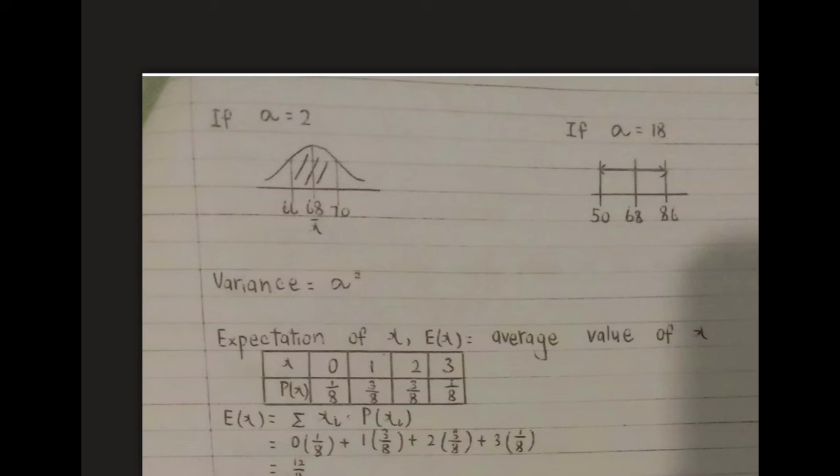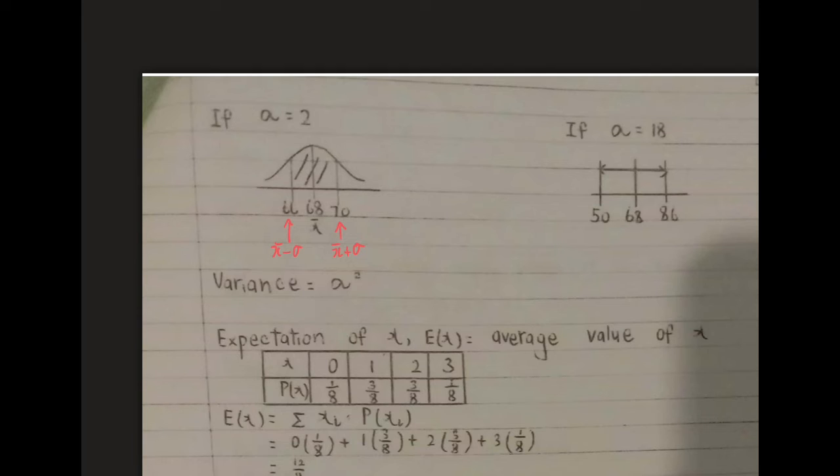Now they give, if standard deviation is equal to 2, you see the mean is 68. Standard deviation is 2. So this is 1 standard deviation from the mean. You plus 2, you minus 2. That is 1 standard deviation away from the mean. Let me label first. So this is mean plus sigma. This is mean minus sigma. So 68 plus 2 and 68 minus 2.